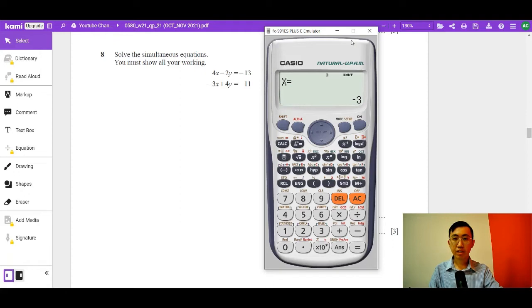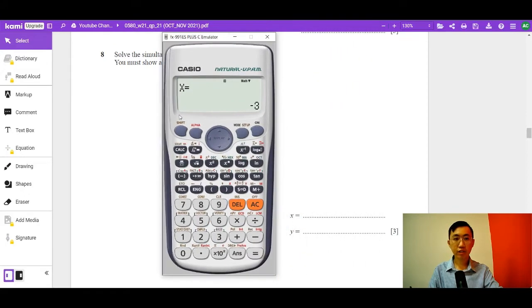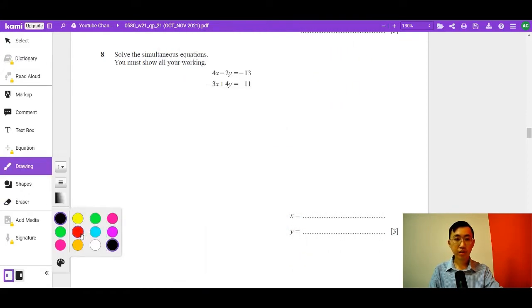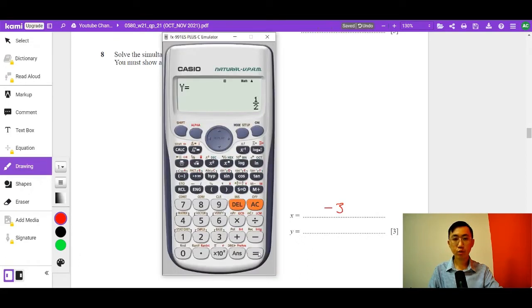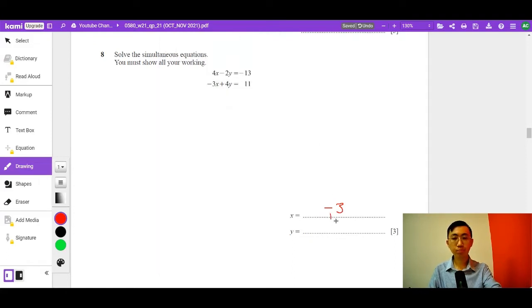So X is minus 3, quickly write it down, X is minus 3, and then what is your Y value? Press equal again. So Y is half or 0.5, up to you. So I will write 0.5. So you already scored 2 marks by writing the correct answers. Now we just have to find out the working. In your working, you can choose either your elimination method or you want to use substitution method. It's really up to you. So I will choose elimination this time. So let us start.